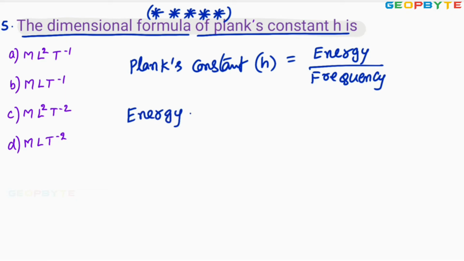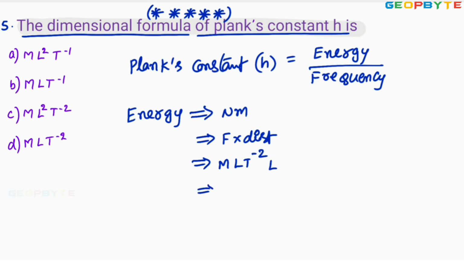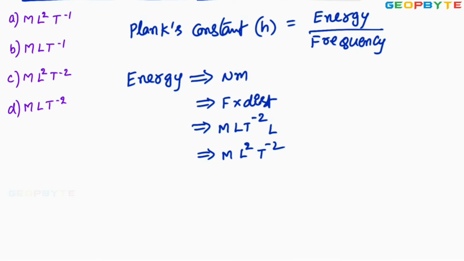First, let us make the energy dimensional formula. Energy unit is Newton meter. Newton is the unit of force. So it is force multiplied by distance or displacement. Force is M L T power minus 2. Distance is L. The energy dimensional formula is M L square T power minus 2. That is the energy dimensional formula.